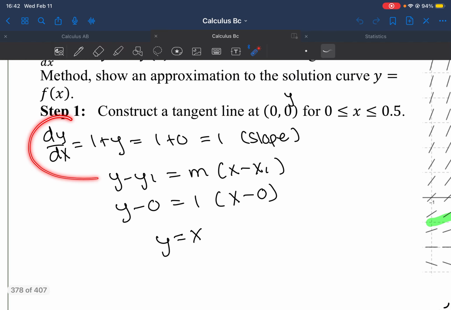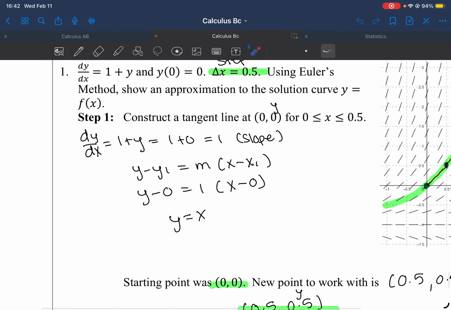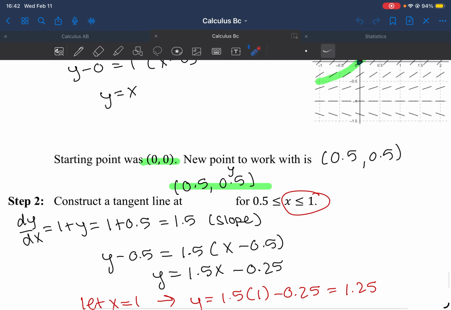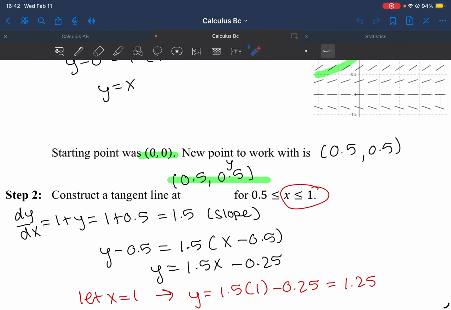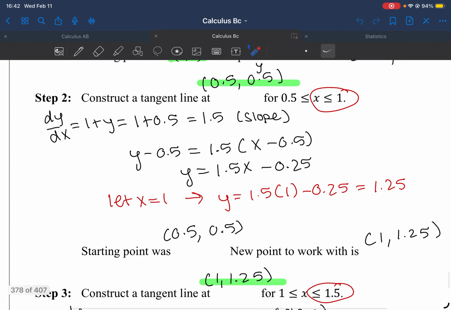Well, since we already know that dy/dx is 1 plus y, I can plug in my y value of 0 and I get my slope of 1. Then I use the point slope formula, plug everything in, and I get my equation y is equal to x. What this gives me is that from my starting point, I'm able to get a new point, and that point is (0.5, 0.5). So I'm going to repeat this process again.